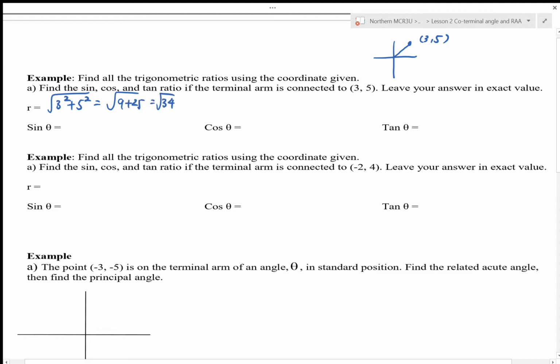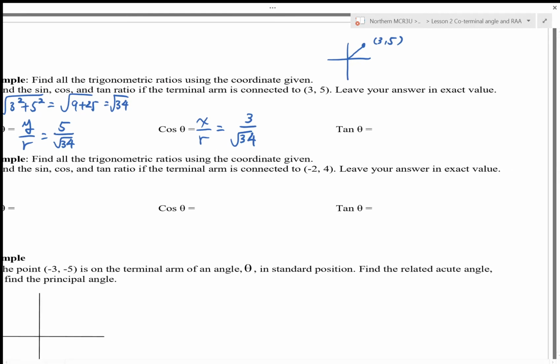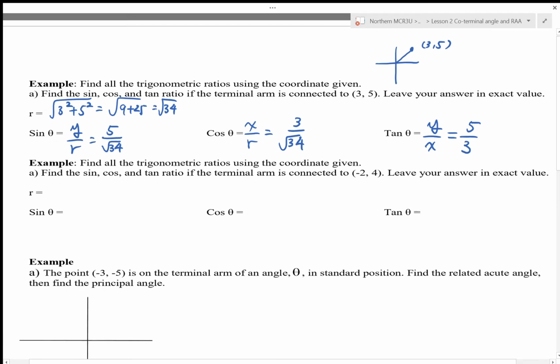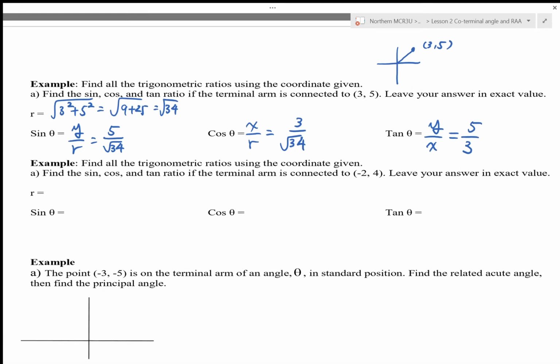So my sine theta is always y over r, which is 5 over square root of 34. Cosine is x over r, so this will be 3 over square root of 34. And then tangent, we know that it is y over x, and y is 5, x is 3. So that's my ratio.